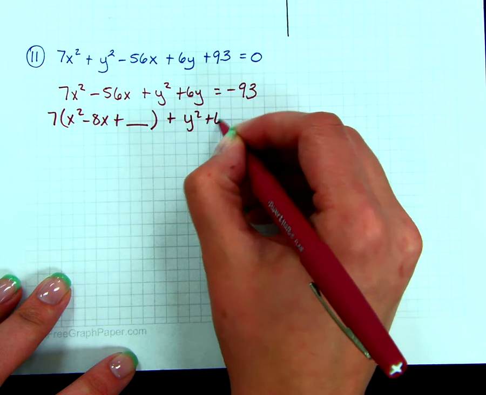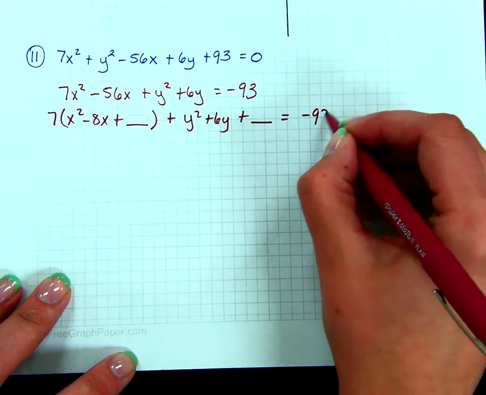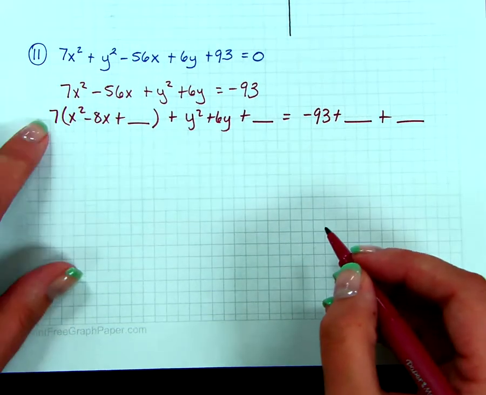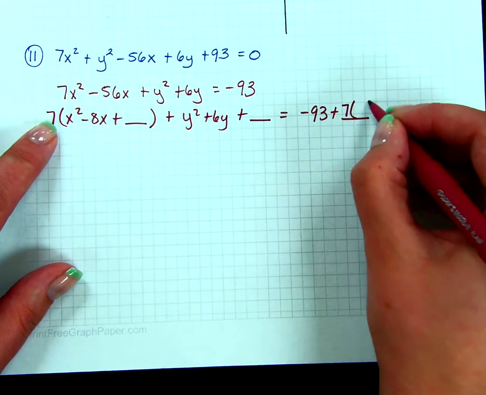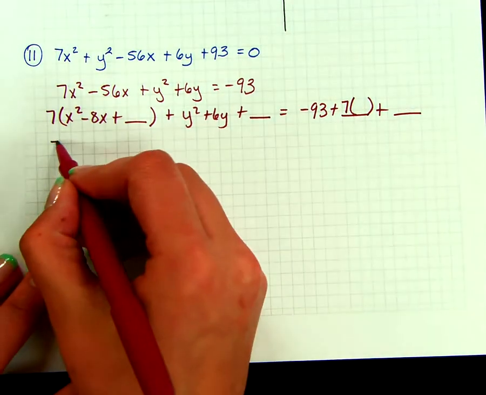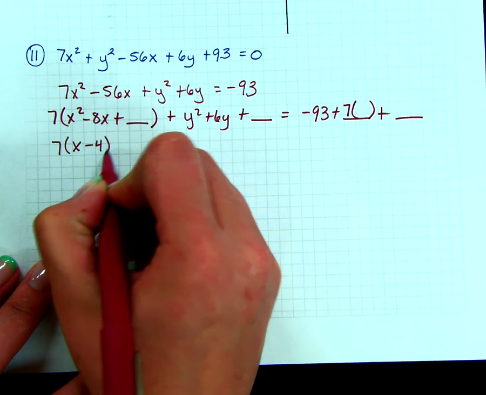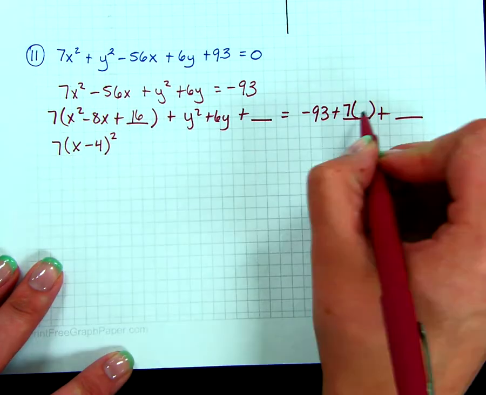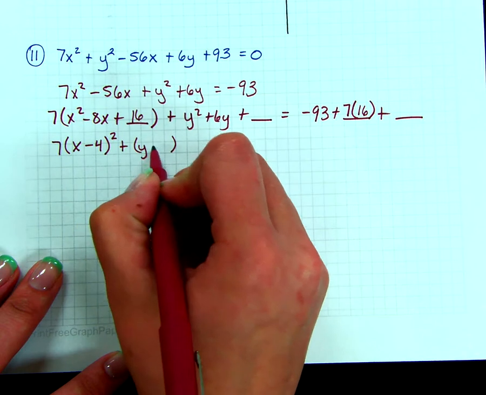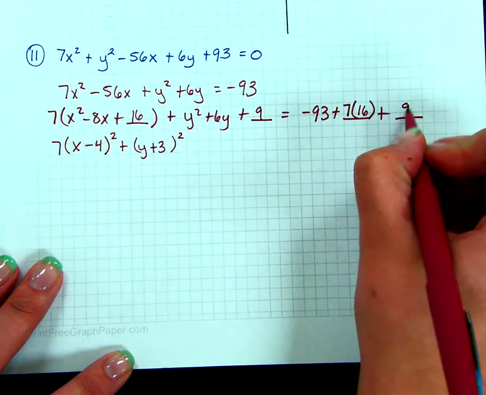Plus y squared plus 6y, room to complete the square, equals -93, and then we are adding those same numbers on the right. So again, we're factoring out a 7, so I need to make sure I'm putting a 7 here. Okay, so 7 parenthesis, and then we will have x minus 4 squared, and then 16 and 16. And then for the y's, this will be y plus 3 squared. So 3 squared would be 9.